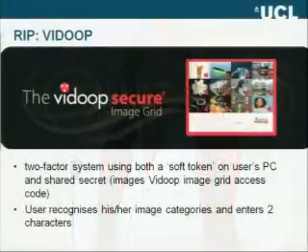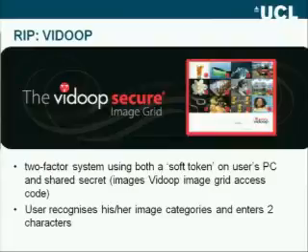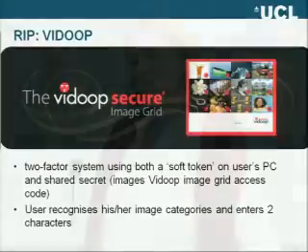If you look at VIDOOP, they used image categories. So you could say I've got the kitty category and the dog category. Then it doesn't show you the same picture every time, but you get different ones. You just need to recognize, so this is a picture of a dog, and this is a picture of a baby.